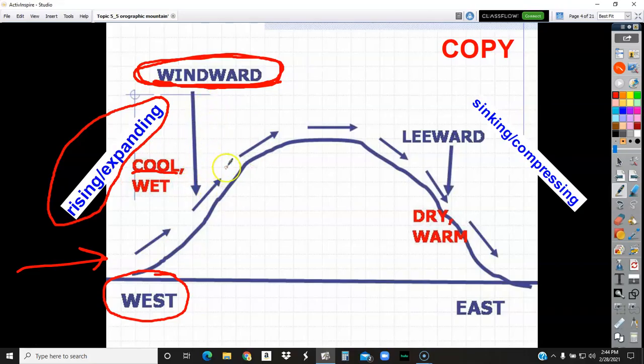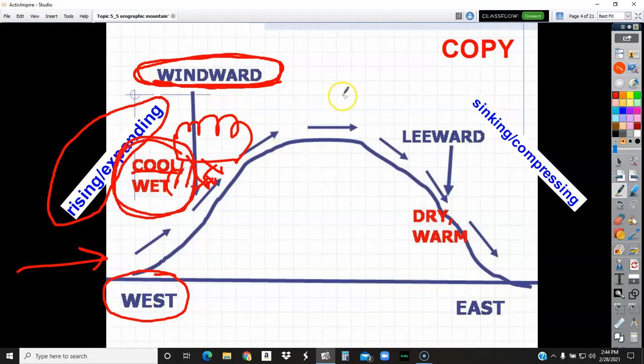So typically on the western side, you're going to see a lot more clouds over here, which of course are going to give you rain and snow and all kinds of precipitation on the west side. So the western side, or the windward side, is always going to be the cooler, wetter side of the mountain range. Then you come down the mountain on this side, and you have the opposite effect.